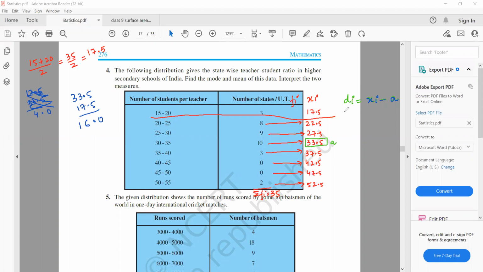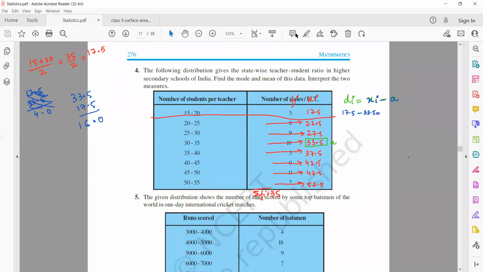So XI, you write like this, 17.5 minus of 33.5. So the answer will be in minus. Understand? So this will be minus of 16.0, or minus of 16, you can write.